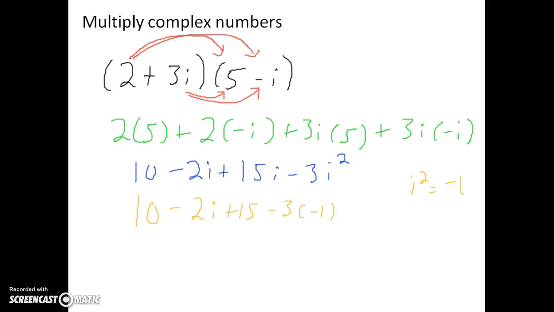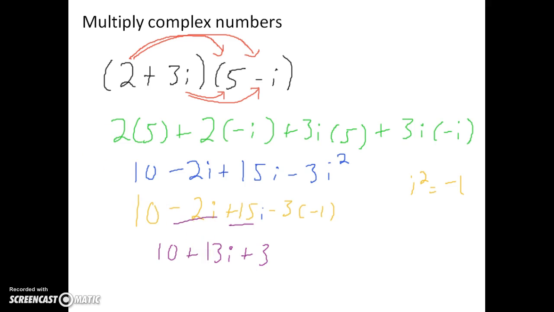So we notice we have two things right now that have i's, so we can combine those two. Let me go ahead and add my i in. Please don't forget that like I did. So we can combine those. So negative 2i plus 15i gives us 13i. Negative 3 times negative 1 is positive 3.